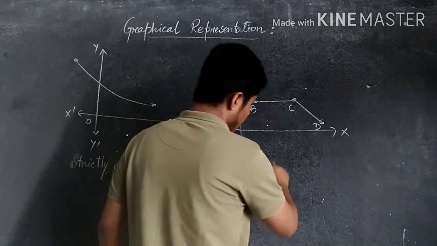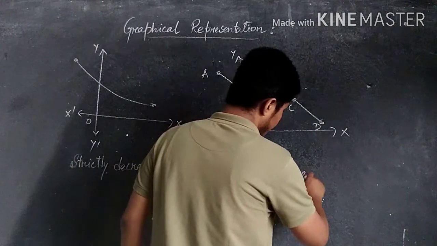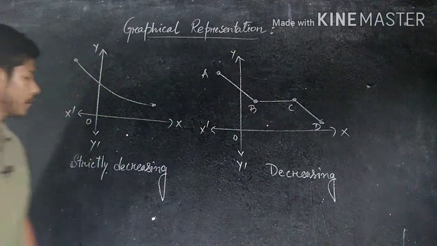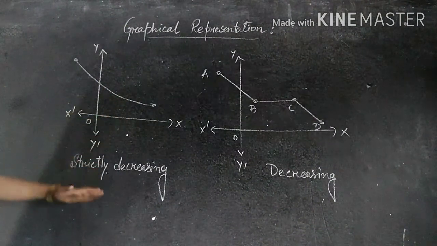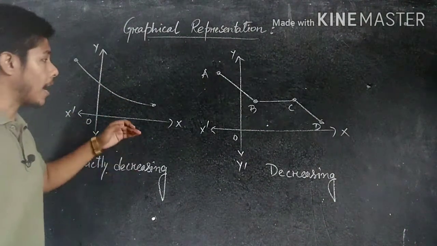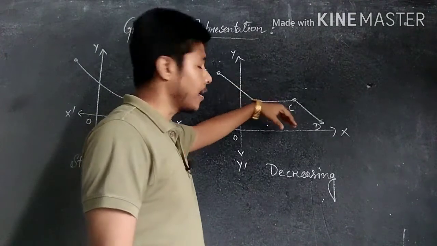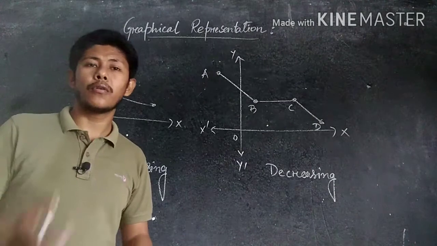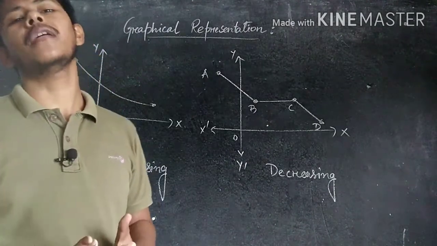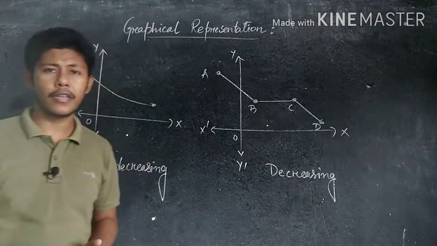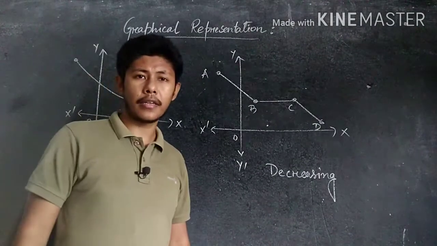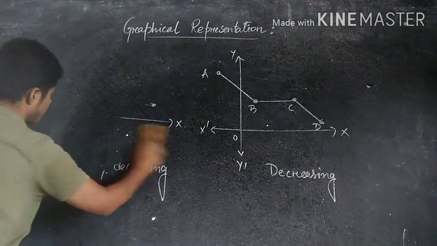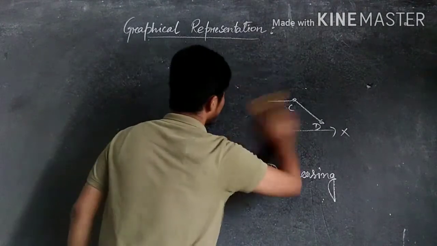So this one is known as a decreasing function. Continuously decreasing is known as strictly decreasing, and decrease, equal, decrease is known as simply a decreasing function. Is it clear? So we get 4 terms here: increasing, strictly increasing, decreasing, strictly decreasing. Is it clear? Okay, now the next one is the last one.